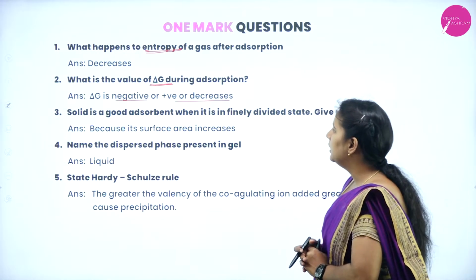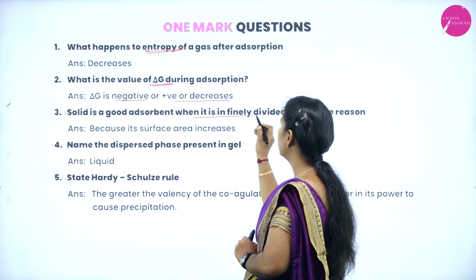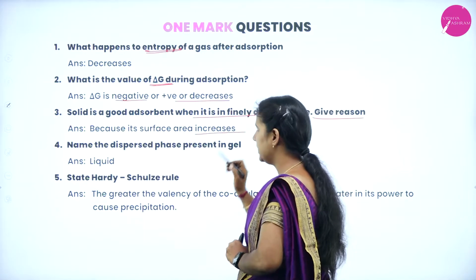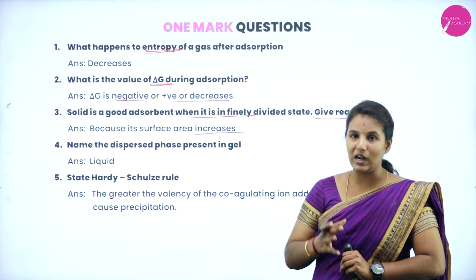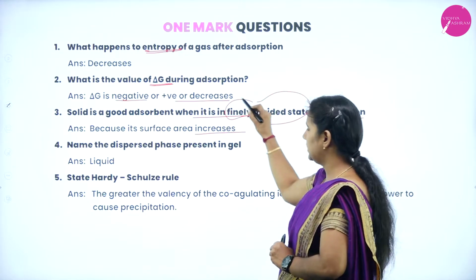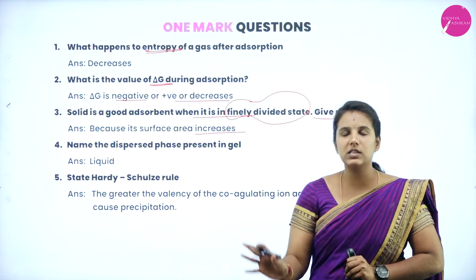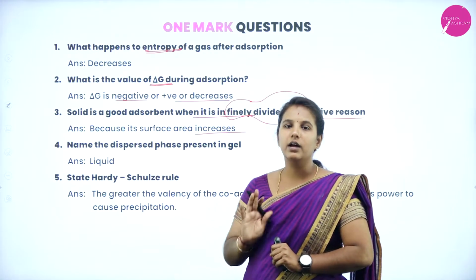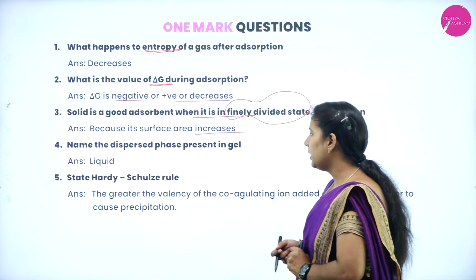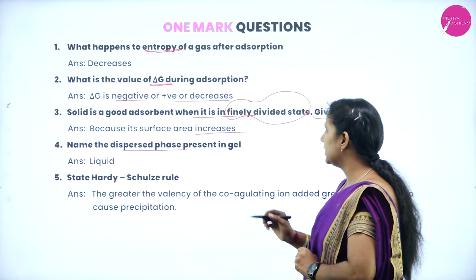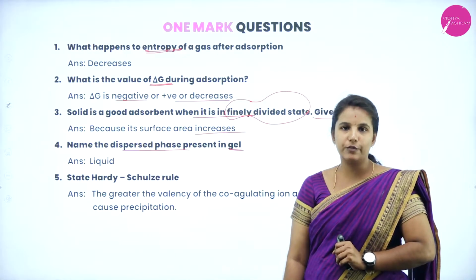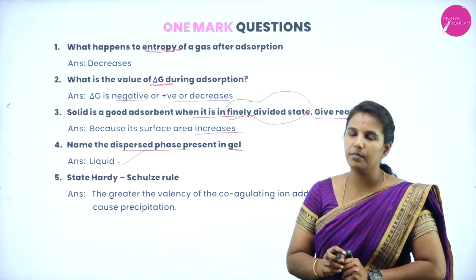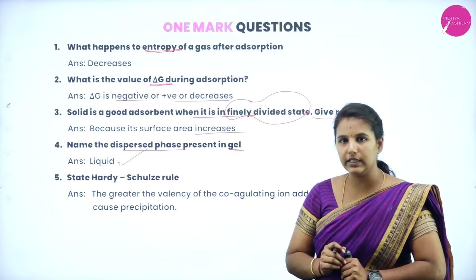Next, a solid is a good adsorbent when it is in a finely divided state. Give reason: because its surface area increases. Even though you are using a solid as an adsorbent, when it is in a finely divided state it provides a larger surface area for adsorption. That is why it acts as a good adsorbent in a finely divided state. Name the dispersed phase present in a gel. The dispersed phase of a gel is nothing but a liquid. Like that, the dispersion medium can also be asked for other colloidal systems.